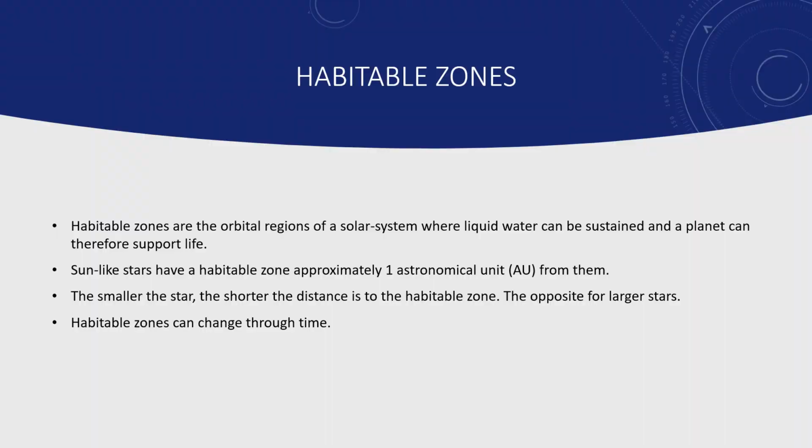So a key aspect in determining whether a planet is habitable is observing it within its habitable zone. This is defined as the orbital region of a solar system, where a planet is such a distance away from its star that liquid water can be sustained and a planet can therefore support life. In stars similar to that of our solar system, the Sun, the habitable zone is approximately 1 astronomical unit away from it. The smaller a star, the shorter the distance is, and the opposite occurs for large stars.